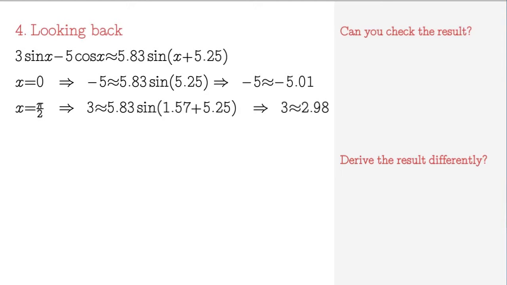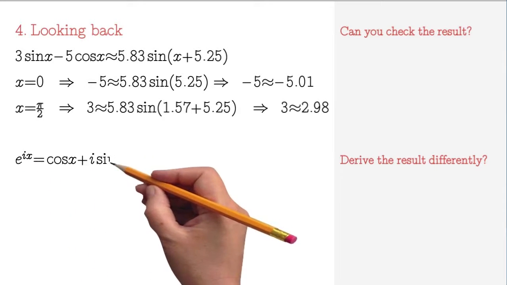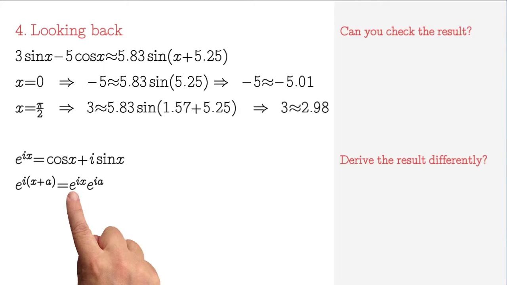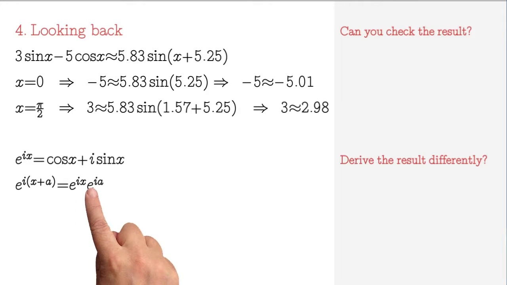The main hurdle of solving the problem was to derive the formula for the sine of a sum of two angles. Let's derive it differently. This time we will use Euler's formula. We are interested in the following expression. We can write it in the following way. We have the formula for the first factor, and we can write the second factor as follows.